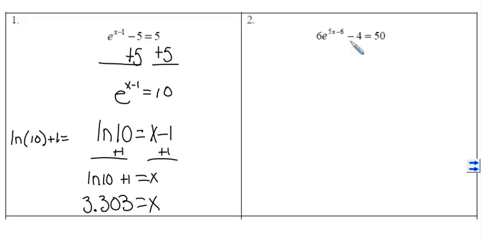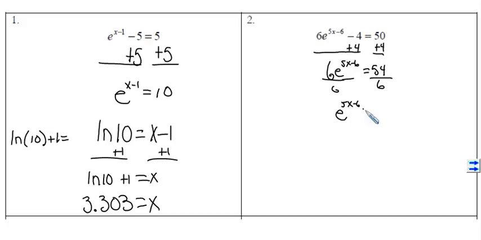Okay, I'll do one more. We'd start this one by adding 4. Okay, add 4 and we get 6 e to the 5x minus 6 equals 54. And we're going to divide by 6, right? Got to get that e by itself. Okay. And you're going to get e to the 5x minus 6 power equals, over here is 9.